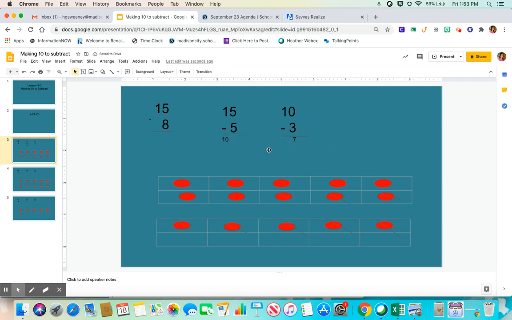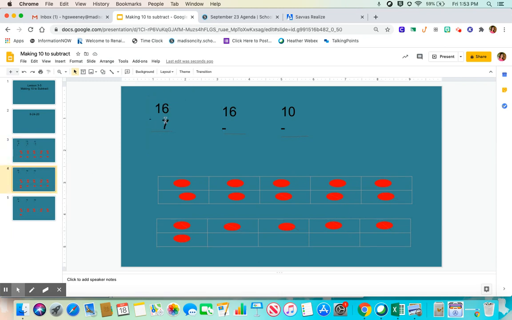So let's recap. We started with 15. I will need to take 8 away. I can start by saying 15 minus the 5 because that will get me to 10. With the 10 counters left over, I still need to take 3 more away to make 8 counters away. So when I did that, that left me with 7. So my final answer, 15 minus 8 equals 7. All right, let's look at another one together.